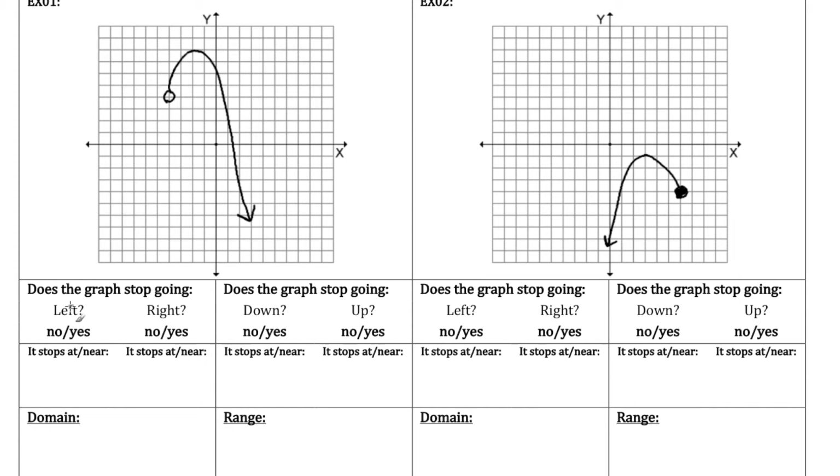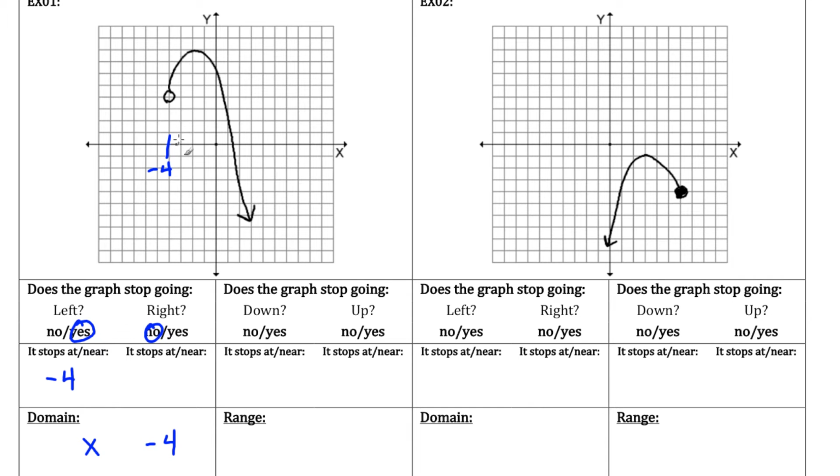So does the graph stop going left? Yeah, it does. It stops going left around -1, -2, -3, -4. Does it stop going to the right? No, it keeps going forever to the right. It's slanted, but it keeps going forever to the right. So what this means is that I'm going to have one sign. There's only one limitation on the x's, and it has to do with -4.